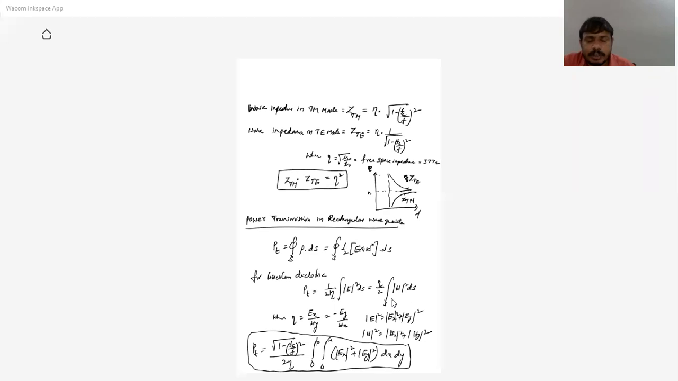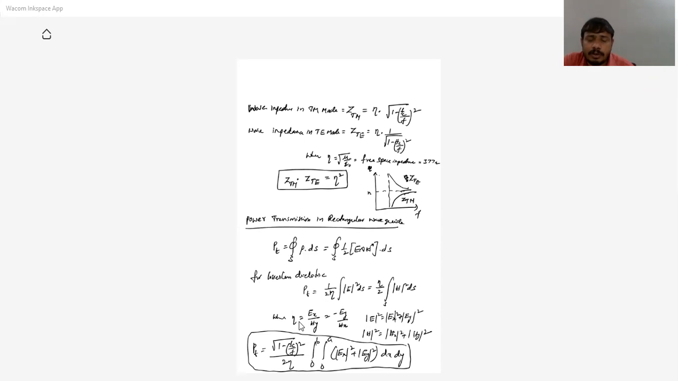Okay, this is very simple. You can just remember this based on the Poynting vector. I think you have already learned these things in your antennas course also. So based on the Poynting vector, we can say this is the power relation. In terms of E you can write, or in terms of H you can write like this.